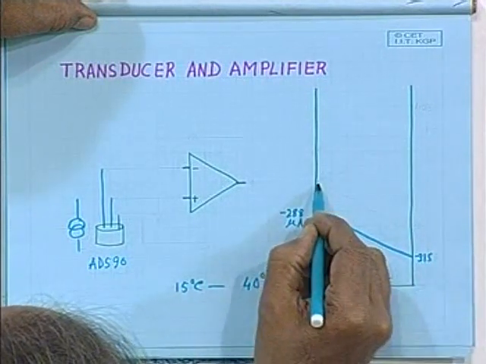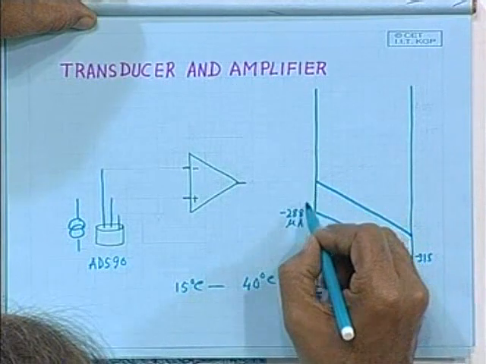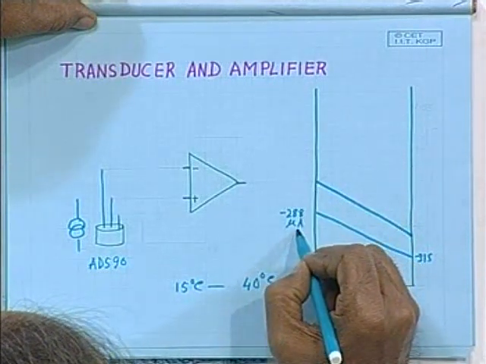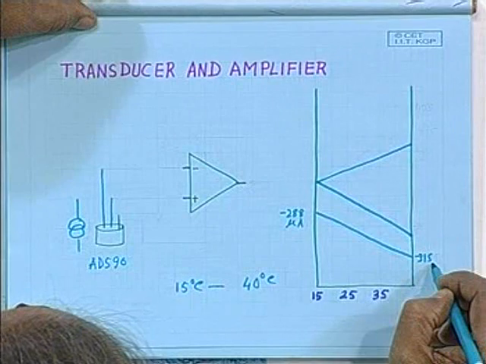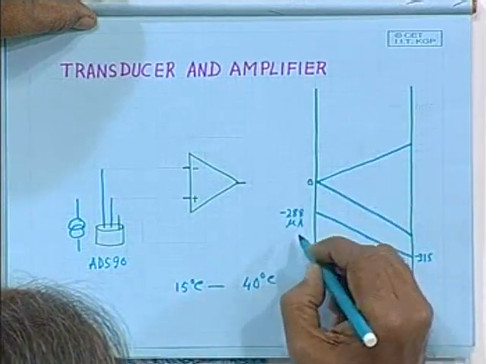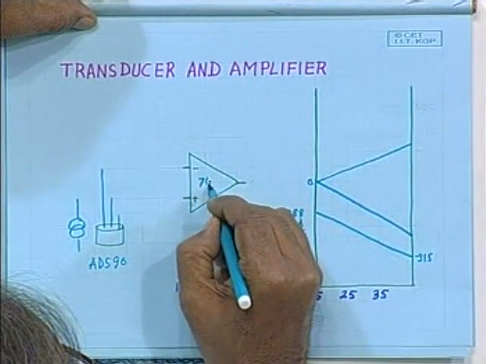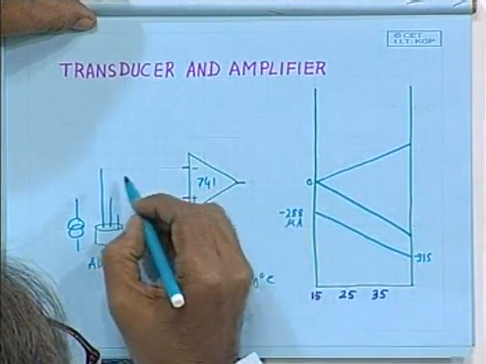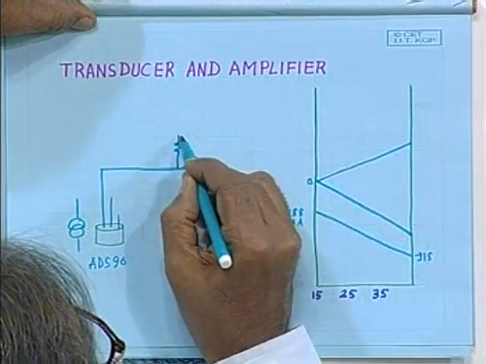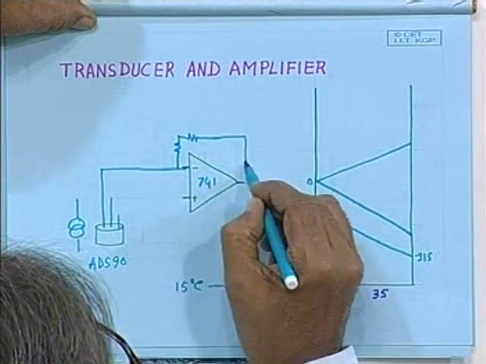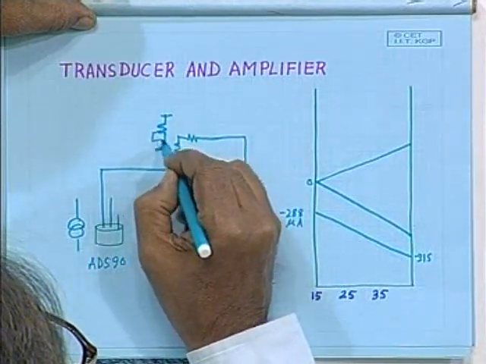So what do we do? We do some kind of translation. Current translation: we subtract 288 microampere, and then we invert it and get 5 volt for this 315 microampere and 0 volt for 0 microampere. So that is being done with the help of 741. This is the detailed circuit which will do it. And how it is done is explained here.